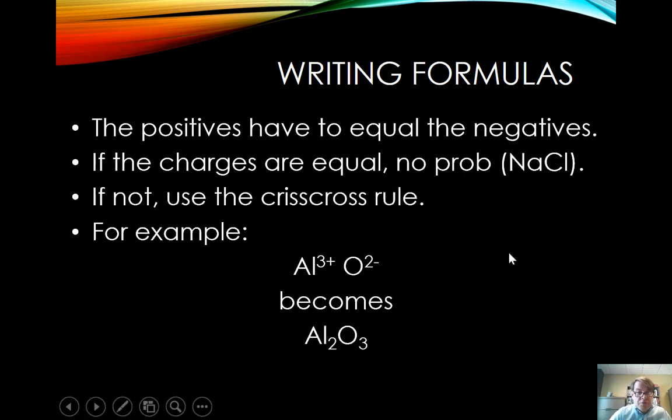And so there you have it. So it's crisscross. You have basically here the 3 goes down there and the 2 goes down there. See? Criss-cross. Applesauce. So that's the way it works in coming up with the formulas for ionic compounds. Well, this has been an introduction to ions. I hope you've enjoyed it.